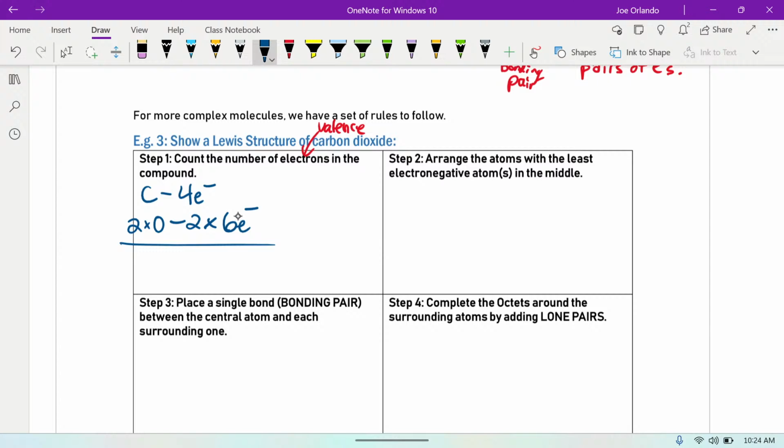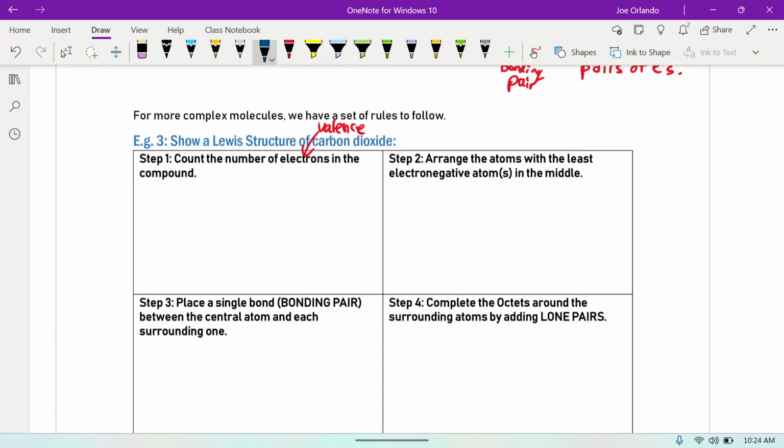4, and then 6 would be 10, and then 6 more, because we have 2 oxygens, would be? You got it, 16's right. Good. And actually, maybe a better way to write it would be this. Just don't change a thing.